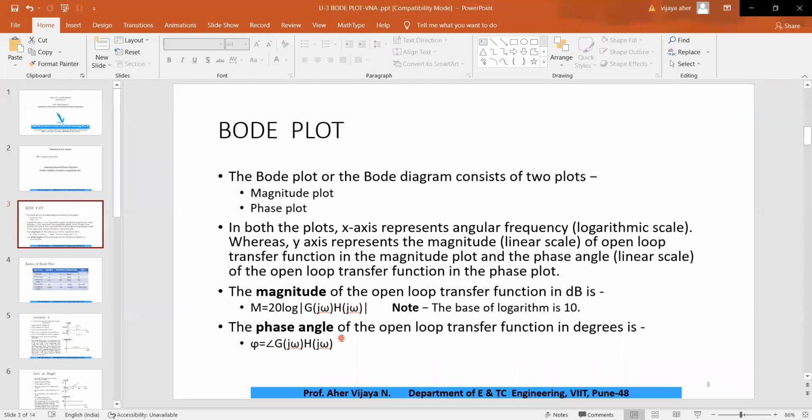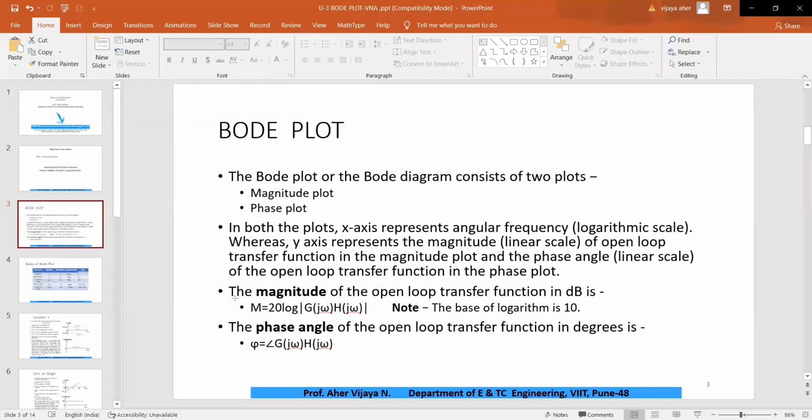So you have to calculate the phase angle. How to calculate that phase angle? You are going to calculate it using this equation. The phase angle of the open loop transfer function, in degrees, is given by phi is equal to angle G of j omega, H of j omega. So you have to remember these two equations, students.